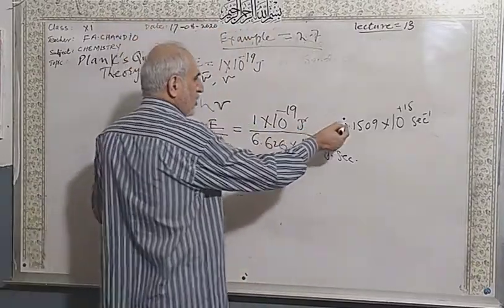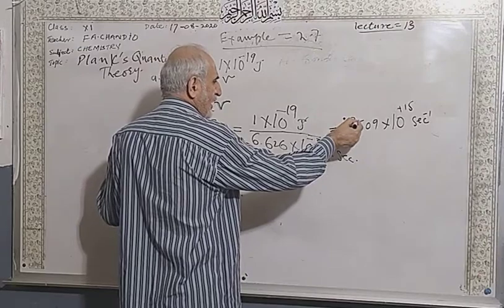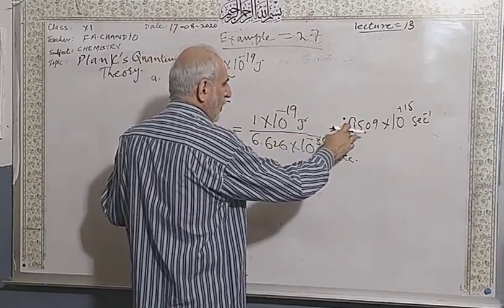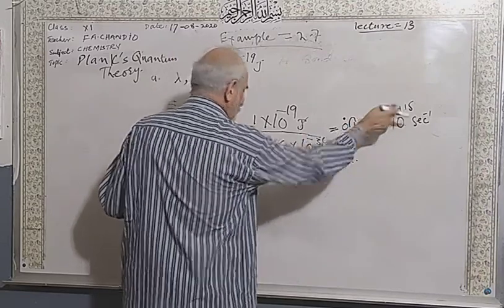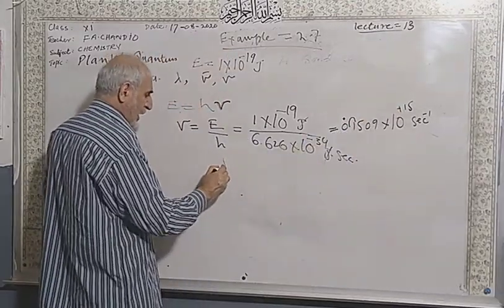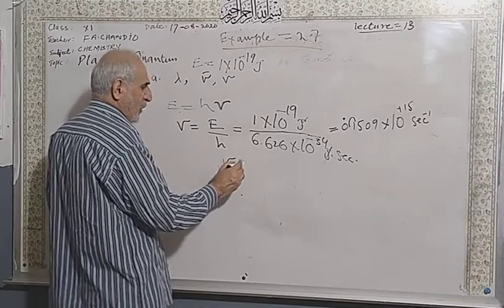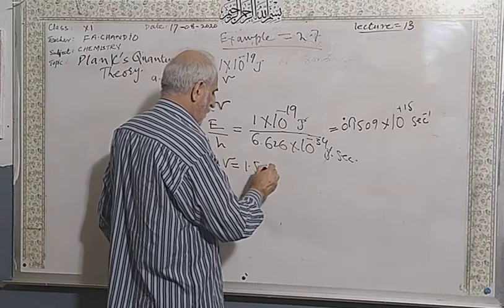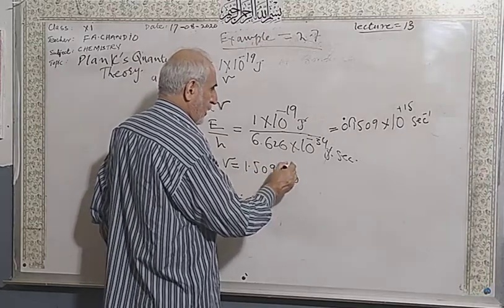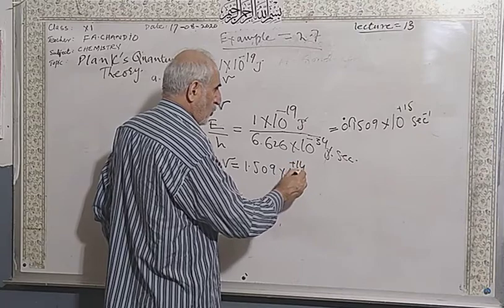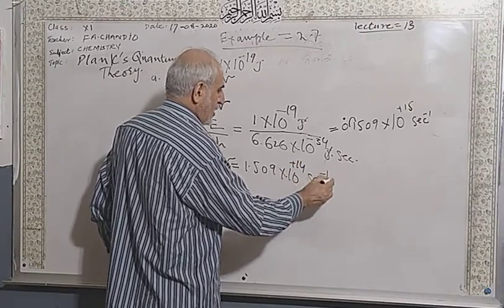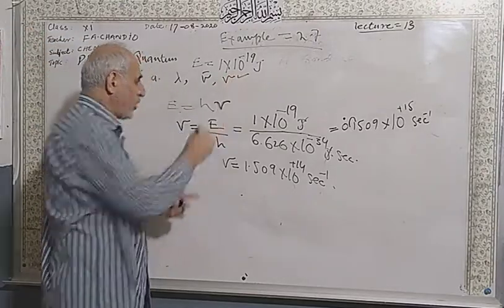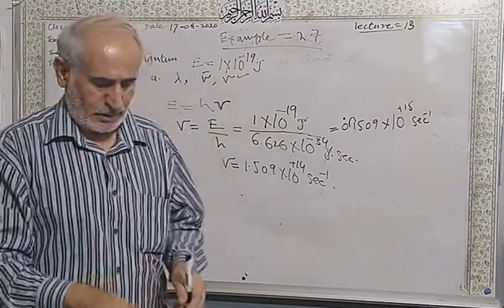Or if you move the decimal here, this is 0.1, now you are making it 1.5, the power increases by one so it should decrease. That is why frequency will be equal to 1.509 into 10 raised to power plus 14 per second. So this is the answer for frequency.